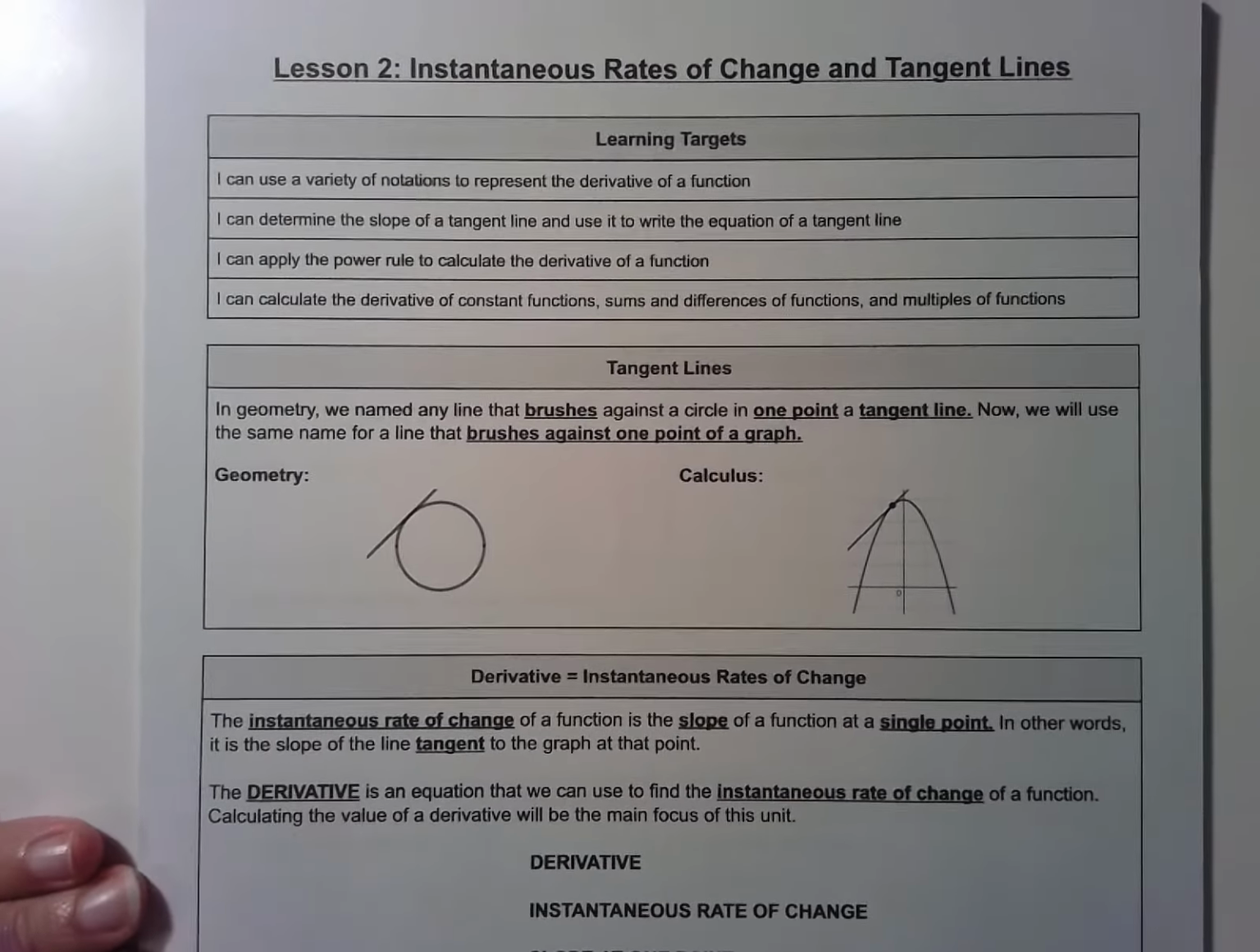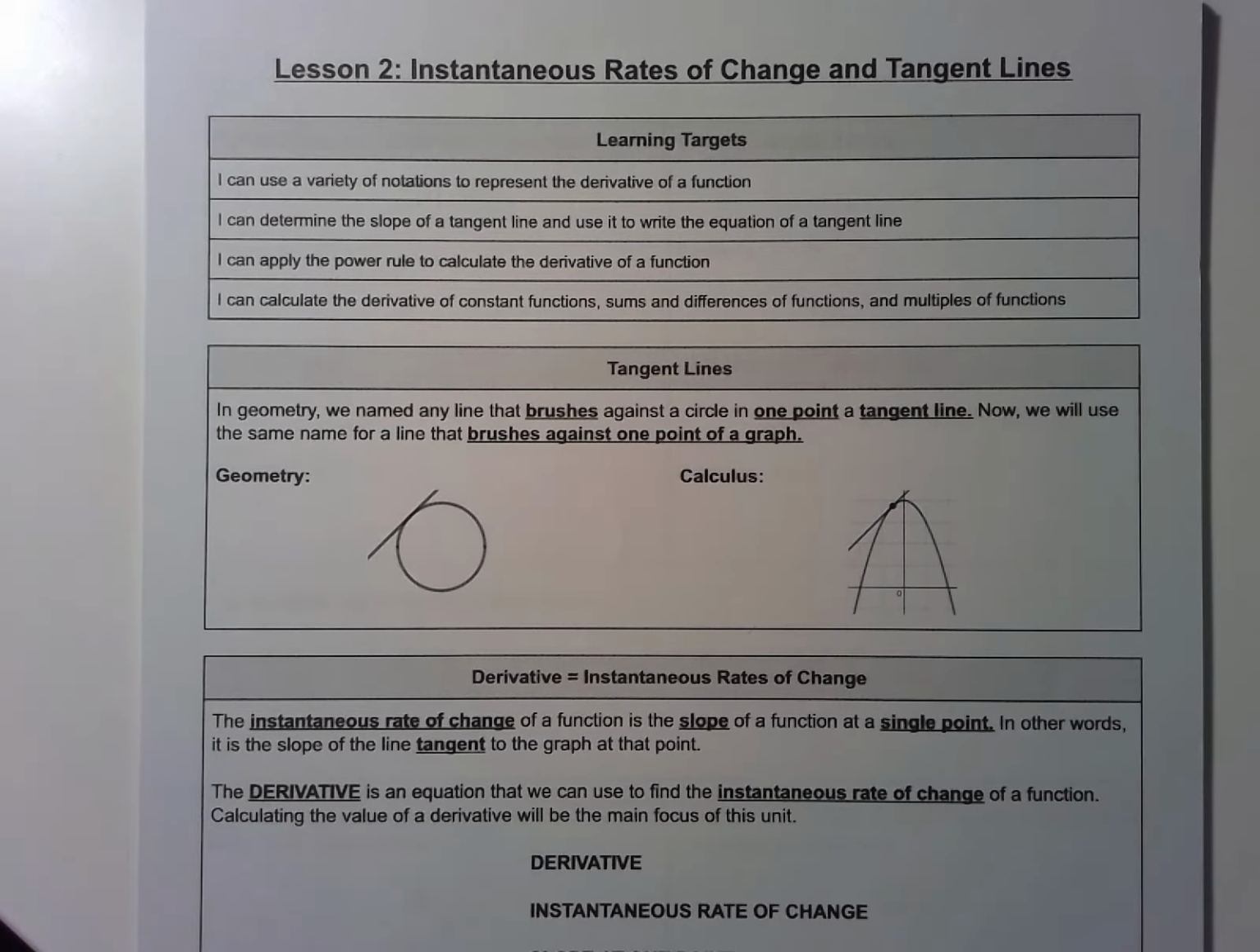Hi, everybody. So today we are going to be talking about Unit 2, Lesson 2, which is about what's called instantaneous rates of change and tangent lines. Now, in our previous lesson, we talked about average rates of change and secant lines. So in today's lesson, we're going to be looking at a different type of rate of change and a different type of line that we can write the equation of when we have an equation, a table, or a graph of a function. So here are our targets for today.